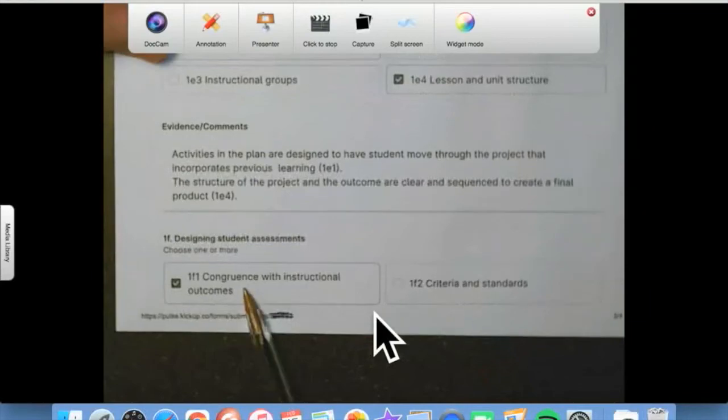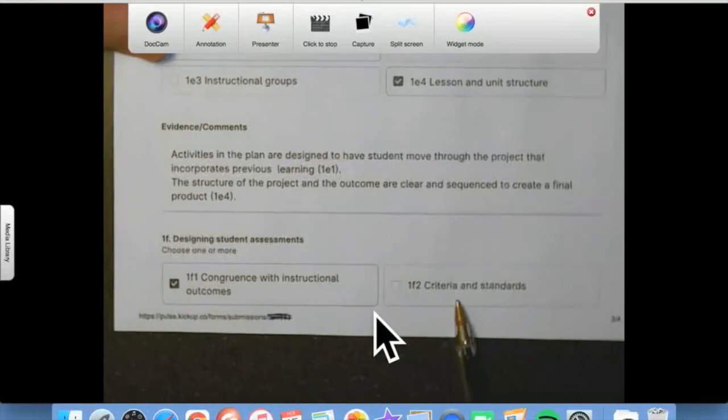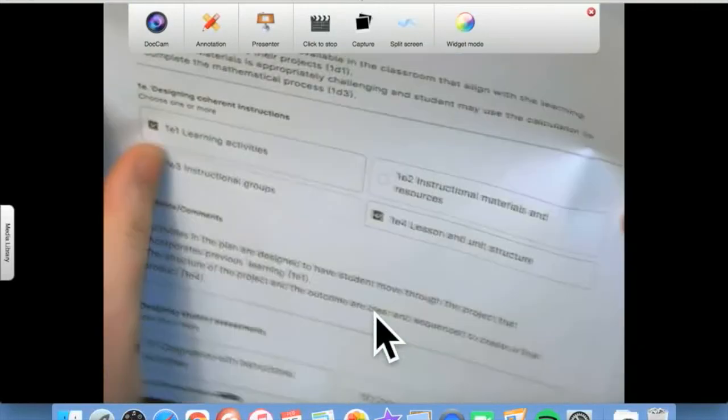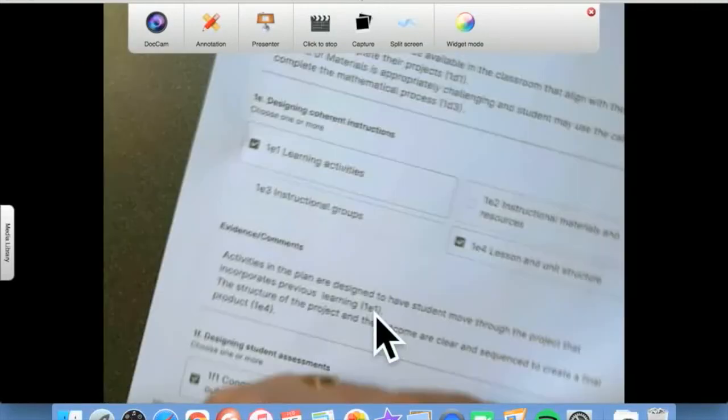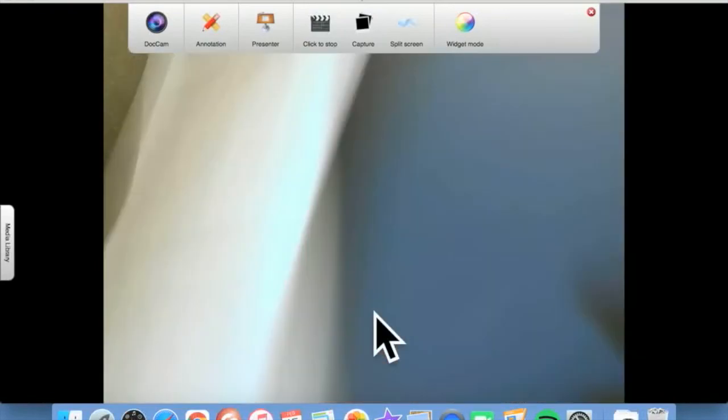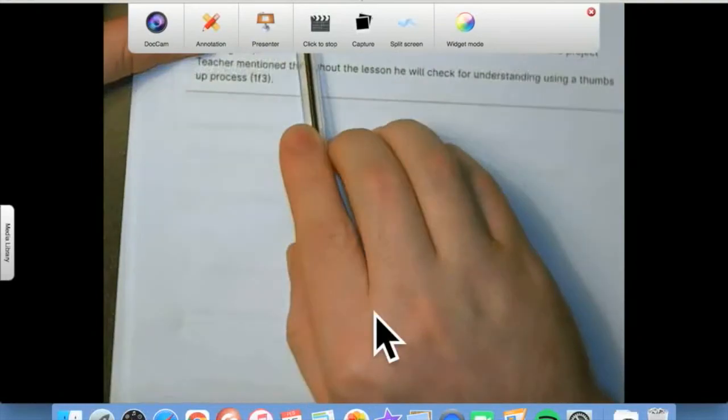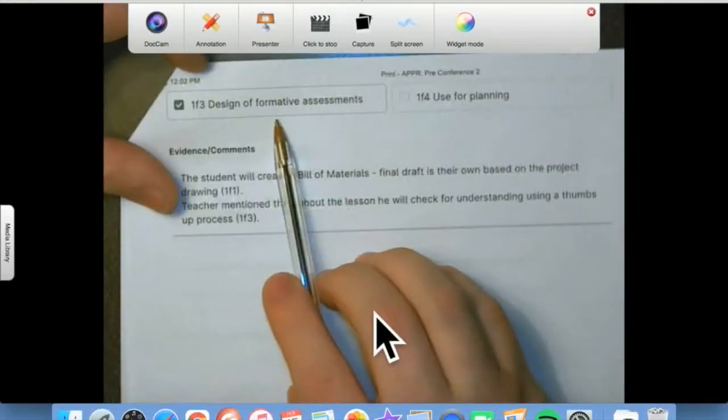Okay? As far as student assessments, okay, congruence with the instructional outcomes basically means that my formative and summative assessments matched up correctly with what I wanted the kids to learn. Okay, we didn't talk necessarily about detailed criteria and standards for the assignment, so once again, nothing checked there. Right, but once again, where it matters is on the comments. So let me flip to the next page. Okay, the design of formative assessments. Right, design of formative assessments, that was a big one.